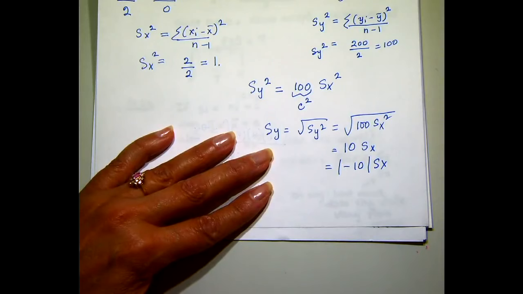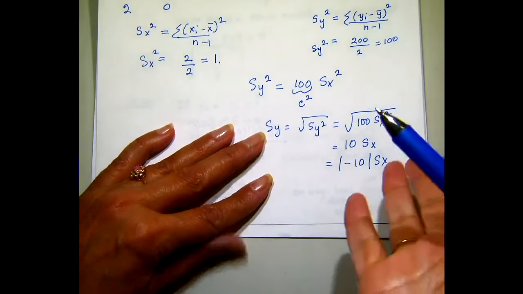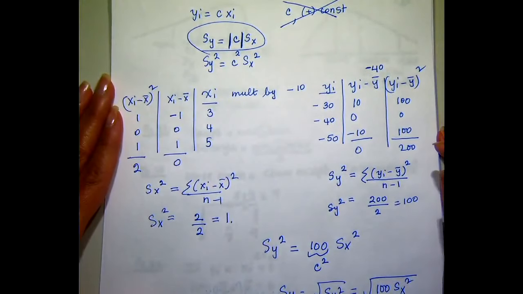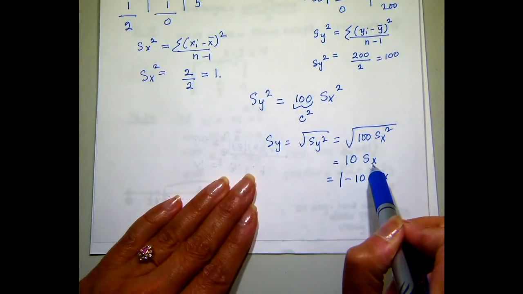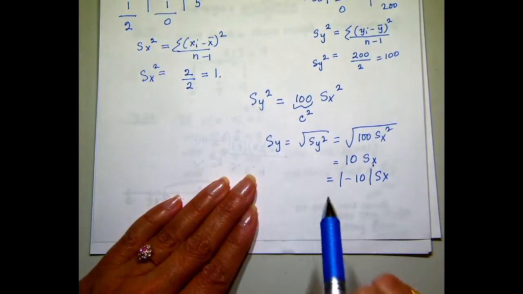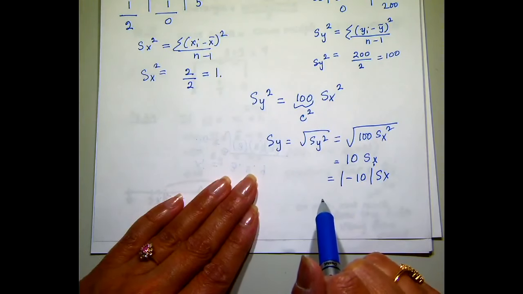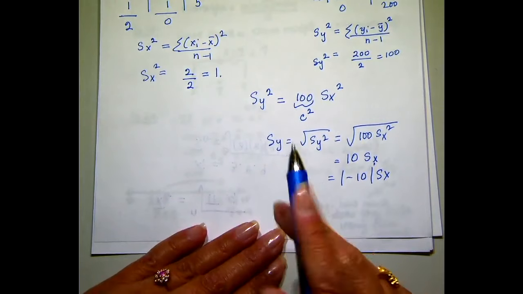Question? Who has a question about what I've done? I'm trying to show that this works when I multiply every data value by negative 10. And I have shown it because my new standard deviation is 10 times my old standard deviation, not minus 10 times my old standard deviation. Follow or not? If you're totally lost, can you let me know?